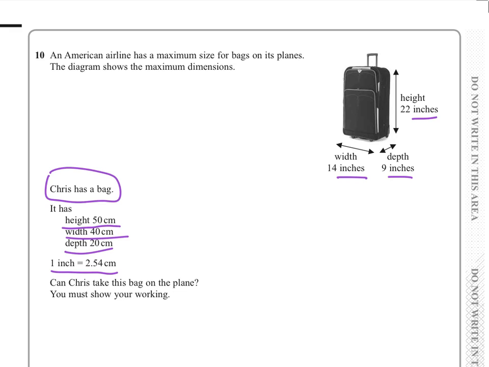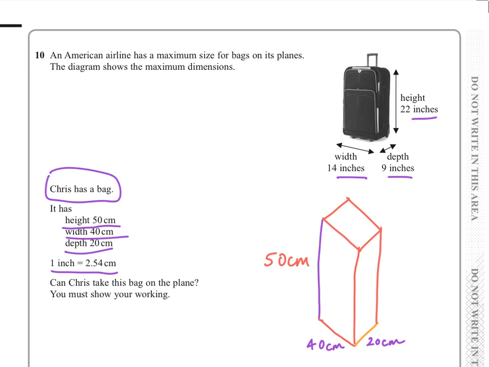So we have a height here of 50 centimetres. We have a width of his bag which is 40 centimetres. And there's a depth of 20 centimetres. So, finishing the diagram, that's what Chris's bag would be. Now we've got to see how that matches up. So, with this diagram here.